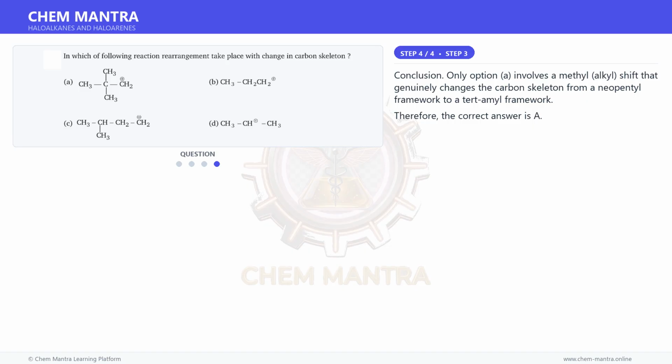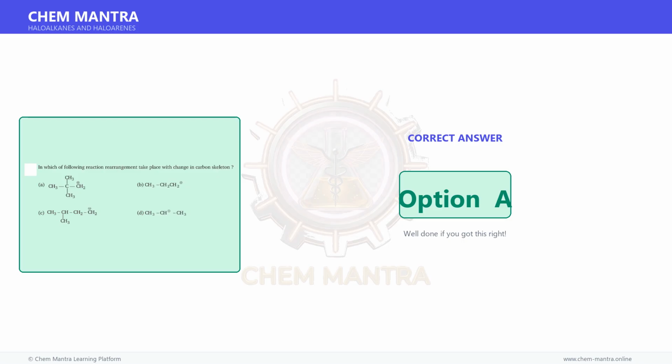Conclusion. Only option A involves a methyl, alkyl, shift that genuinely changes the carbon skeleton from a neopentyl framework to a tert-amyl framework. Therefore, the correct answer is A. Therefore, the correct answer is option A.